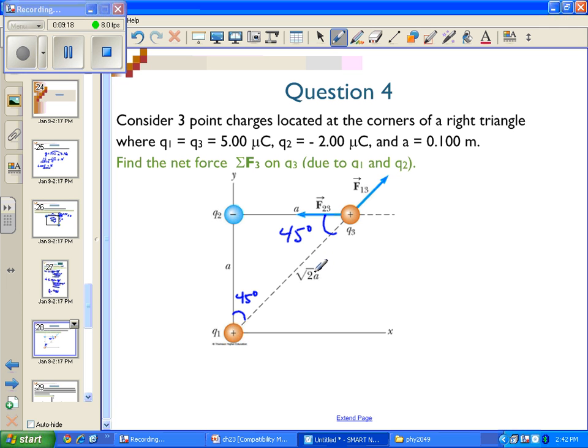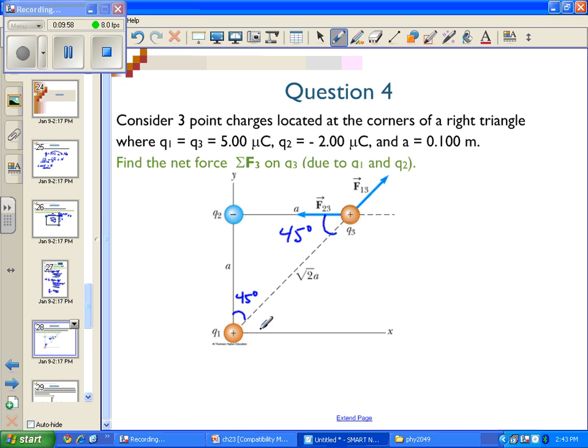And there are 3 charges, Q1 and Q3 of the same magnitude, and a Q2 different in magnitude and in fact different in sign. We are told that the separation between the charges, between Q1, Q2, and Q2, Q3, is 0.1 meter. And we're asked to determine the net force on charge Q3 due to the other 2 charges. Now the book started this problem for us because they set up these vector forces.